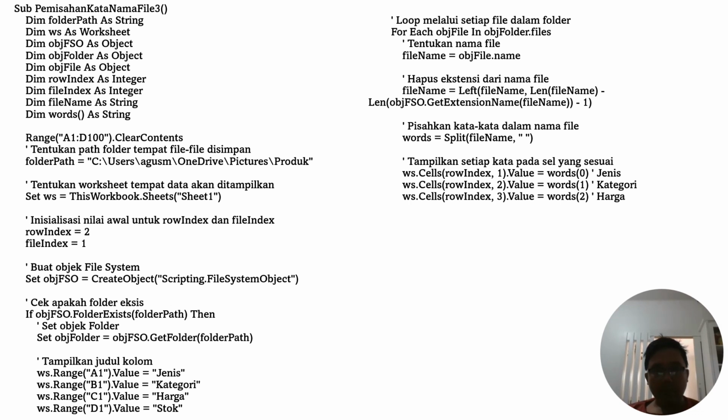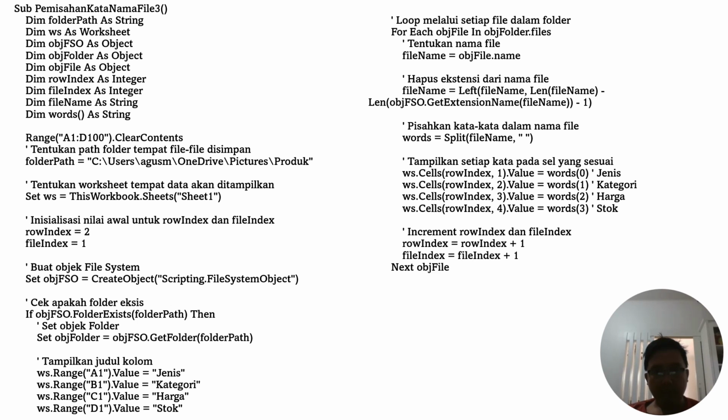The words are split based on the space character. 14. The code assigns each word from the words array to the corresponding cell in the worksheet. For example, words 0 corresponds to the name column, words 1 corresponds to the category column, and so on. 15. After assigning the values, the row index and file index variables are incremented by 1 to move to the next row in the worksheet and the next file in the folder, respectively.